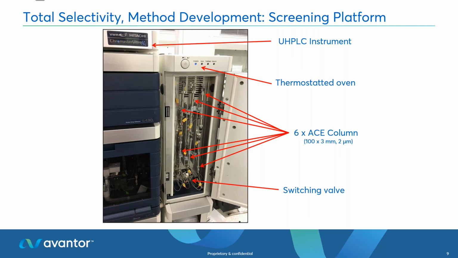So we're quite lucky. We've got this 6-column switcher within our Hitachi instrument, and therefore we can put these columns on, equilibrate everything, leave it overnight, and it does all the runs. We can come back the next day and analyze the data. And our favorite column dimension is a 3 mm ID, 100 millimeter length, 2 micron. So it's kind of bordering on UHPLC, but actually the pressure is low enough you can run it on an HPLC instrument.